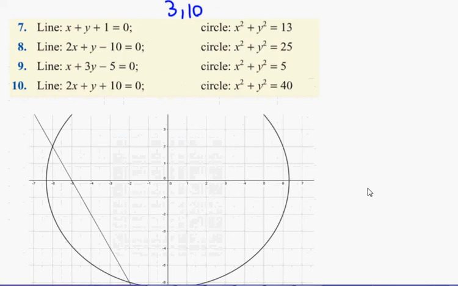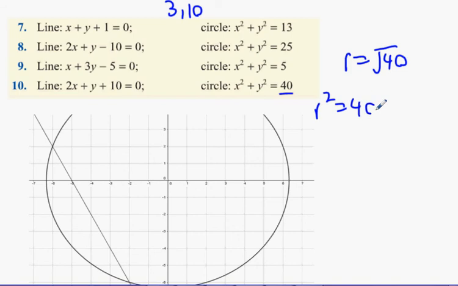So question 10 would look something like this here. You draw a circle with radius root 40. Did you see that it's root 40, the radius of the circle? Why is it root 40? Because r squared equals 40, therefore r would be root 40.